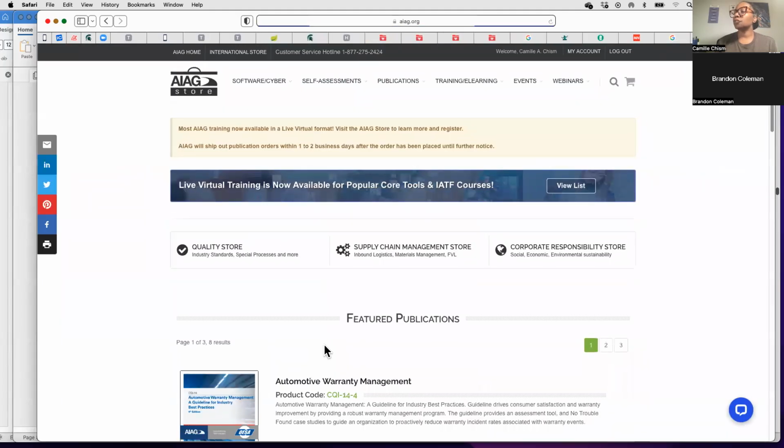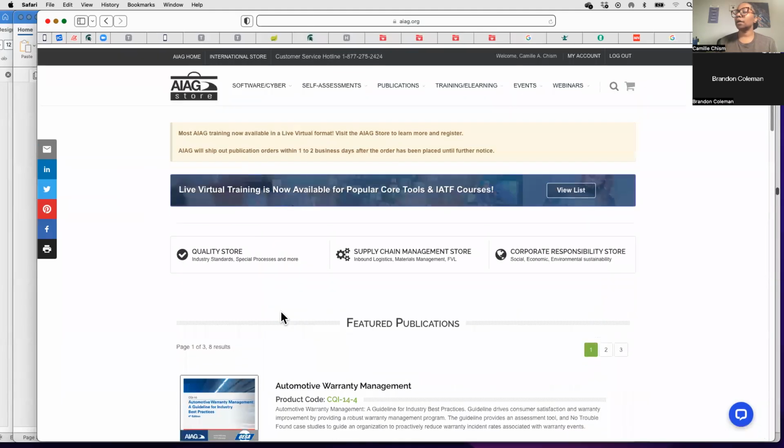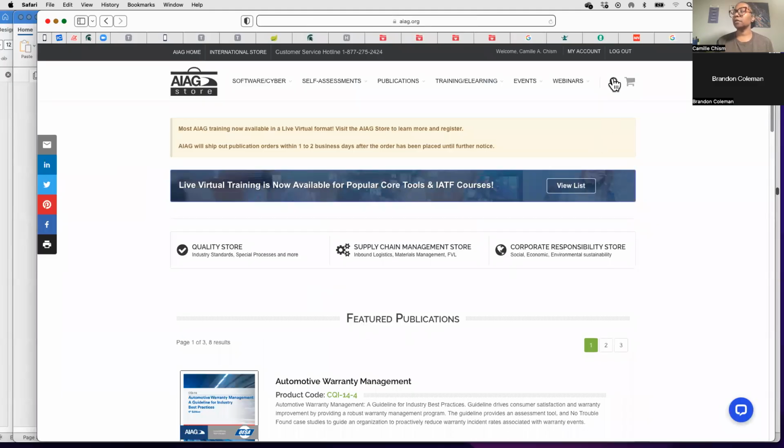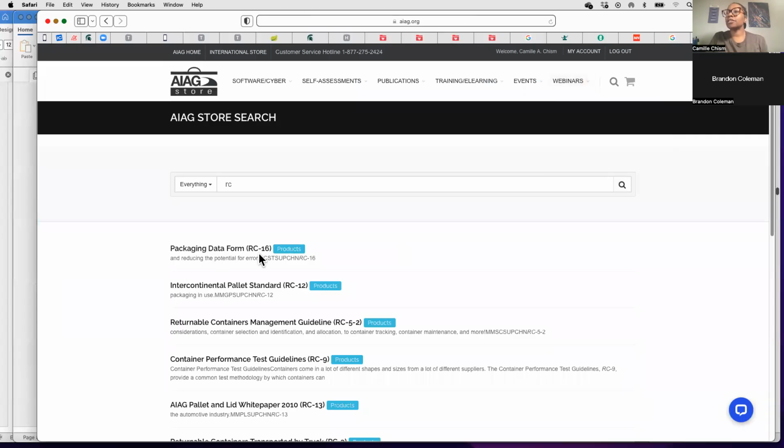I think if you go to the store, you can see all these products, but there's a different cost if you are a member versus a non-member, and some things are free for download. So I'm just going to type in RC, which stands for returnable container. So here is a packaging data form, which is a format people use to supply information. A tier 1 would send this to an OEM, or tier 2 would receive it from a tier 1, and it gives a list of all the information that would go with the packaging for a particular part.